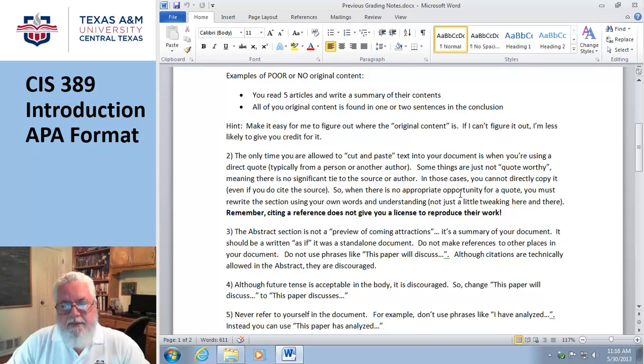So the point here is I want you to do the research, but copying and pasting for practically any scenario is wrong. If you're going to copy and paste, you're going to have to use it as a quote. And quotes are typically something that is significant. You can't just go to a paragraph in a book and copy that and then quote it, saying, well, this author said that. No, that's not going to work. It has to be quote worthy. Something that's significant, a significant tie to the person who said it.